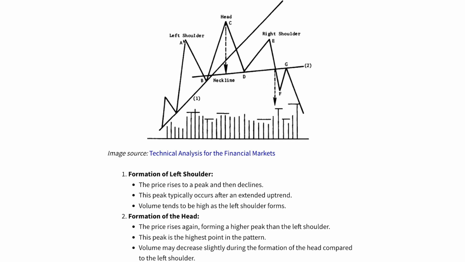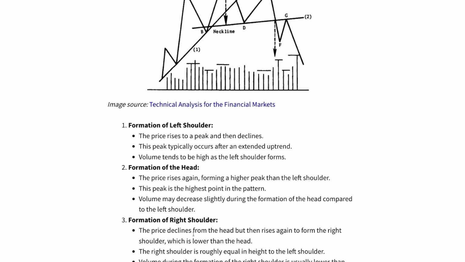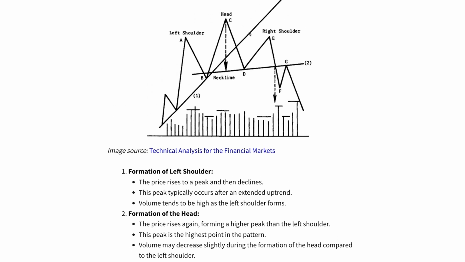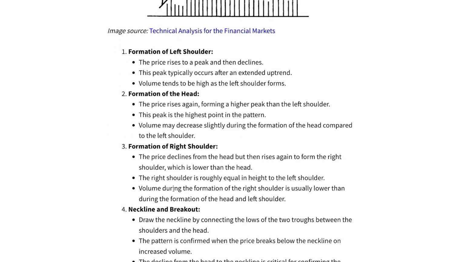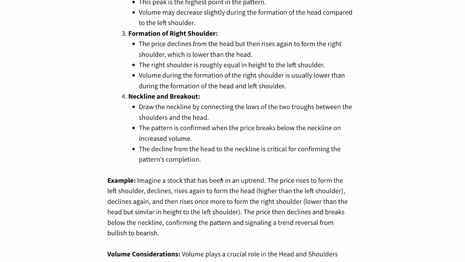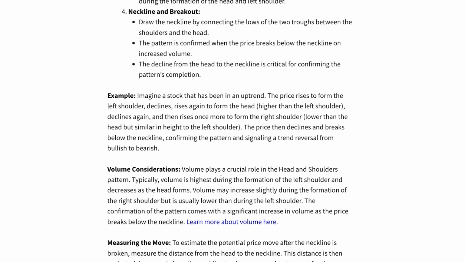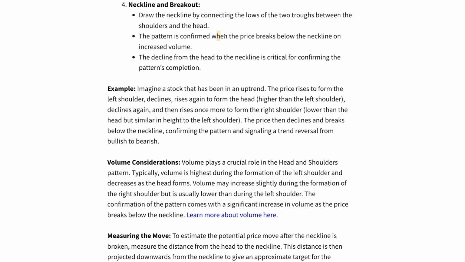And this shoulder is generally going to be around the same area as the first shoulder. So the price is going to decline from the head down to point D, and then back up into the right shoulder, equal to the left one. Now the neckline breakout, as we mentioned, is important because the pattern is confirmed when the price breaks below the neckline with increased volume.